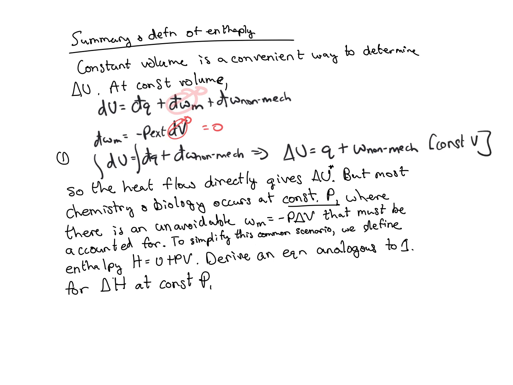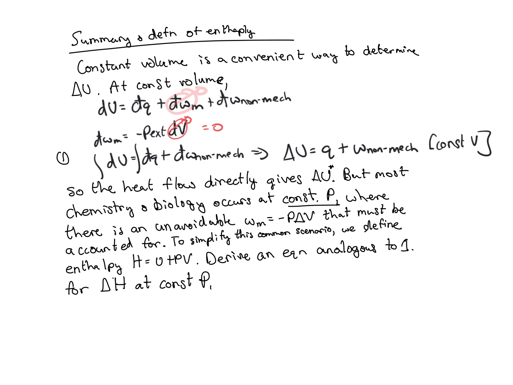This is really useful because in normal chemistry, we're not going to do any non-mechanical work, and so the heat flow that we measure directly tells us delta U at constant volume. Or similarly, if we use adiabatic walls, then the work that we do directly determines delta U, which we could measure with, say, our resistor system, like we've done in those examples.